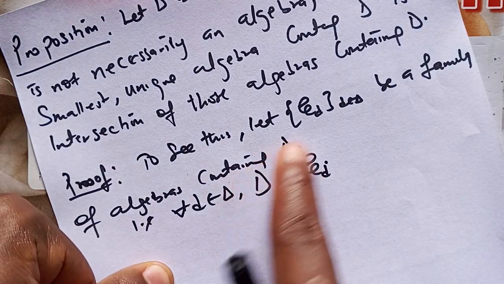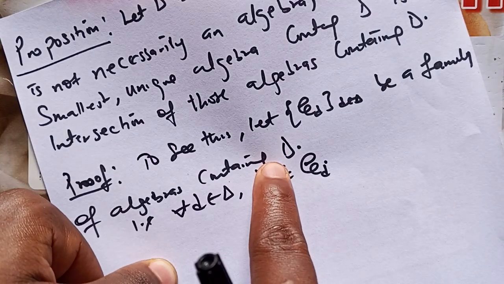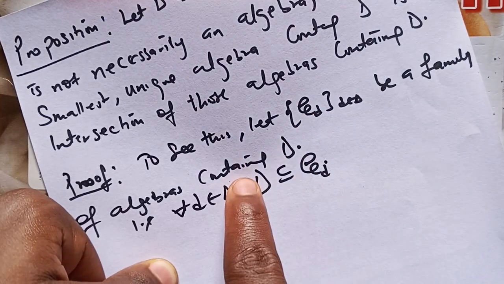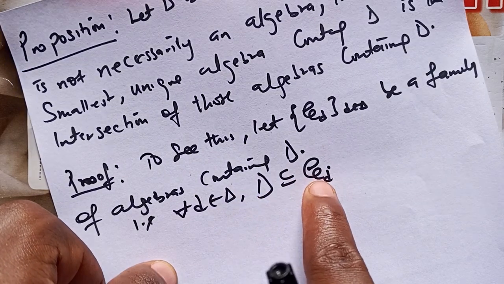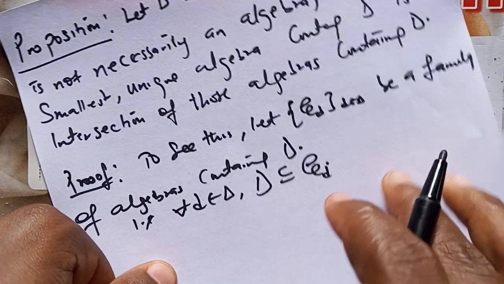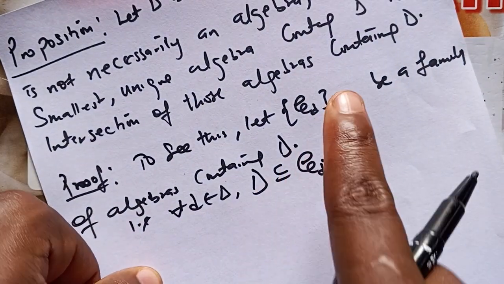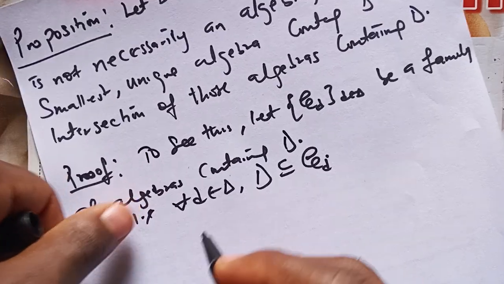Okay, so if we say let this be the family of all algebras containing D, now for this to be a family of algebras containing D, it means that for any D I pick in the index set, that D must be a subset of what? This algebra. So D is a subset of any algebra coming from this family. Now we all know that if this is a family of algebras, then its arbitrary intersection is also an algebra. From my previous video, I showed that the arbitrary intersection of a family of algebras is an algebra.